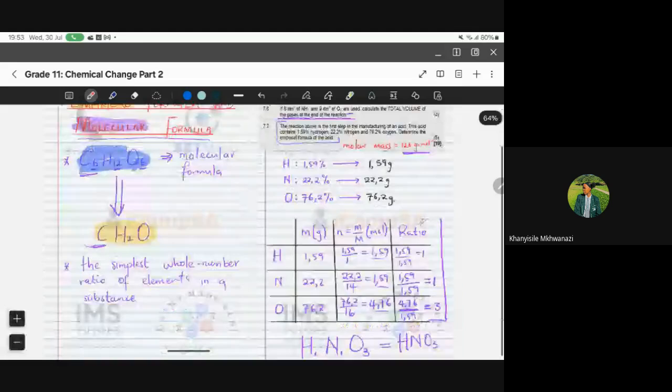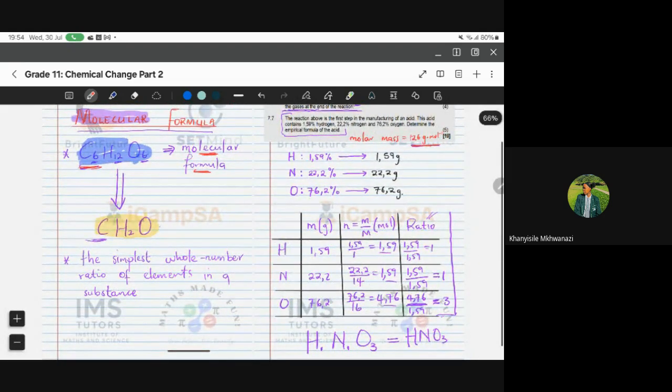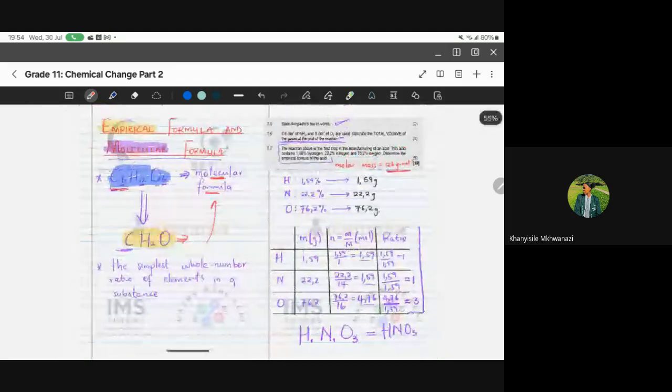Right. So what essentially they are saying here is, remember our first example? This was the molecular formula. What they are saying is we don't know this molecular formula, but we know it has a molar mass of 126 grams per mole. And then what just happened now is we were able to find the molar mass of the empirical formula. And now we want to go back and find what was the actual molecular formula. So this is what we're trying to do here.